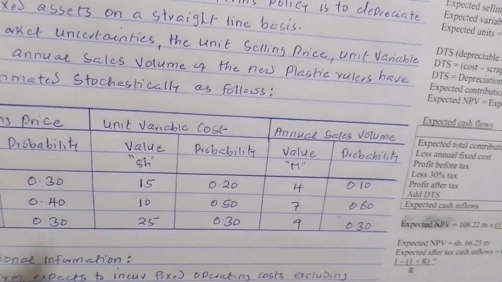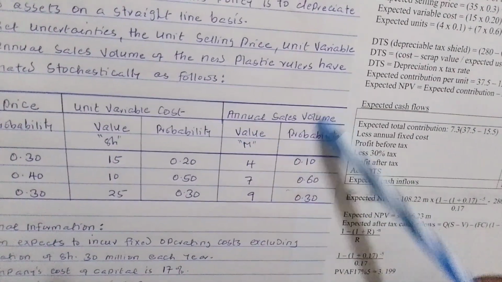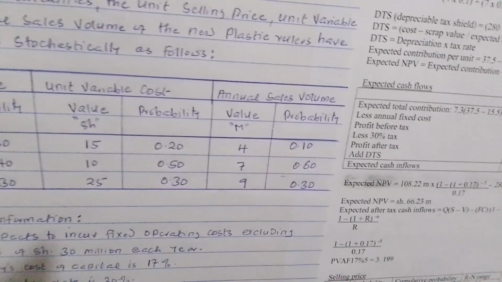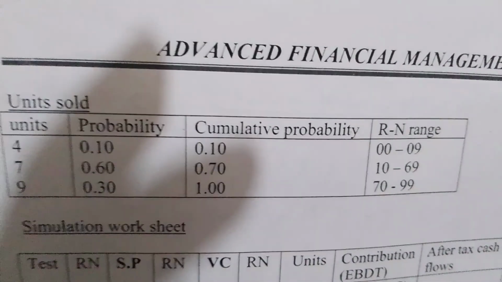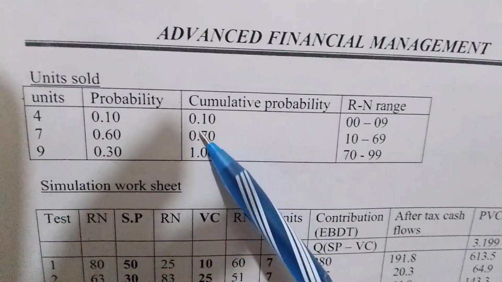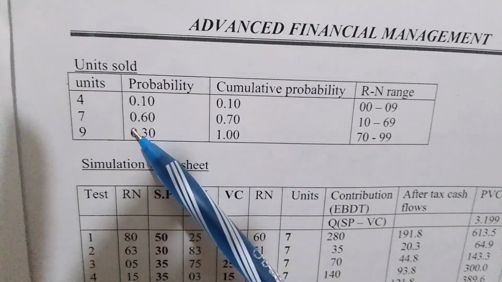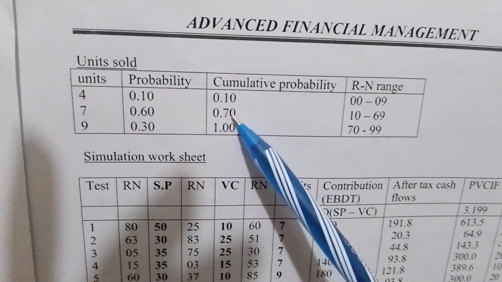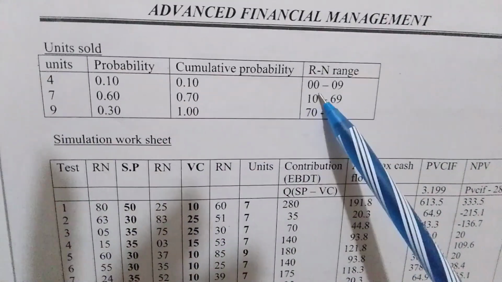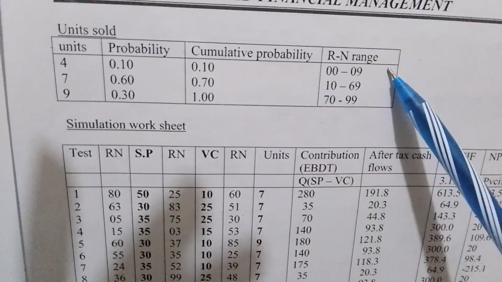And then the last table will be for annual sales volume. So you first accumulate these probabilities and then their respective ranges. And we have something like that. Units are there, 479. Probabilities, accumulate this. 0.10, 0.10 plus 0.60, 0.70, 0.70 plus 0.30 is 1. And then the range, this is 10. 10 minus 1 is 9.